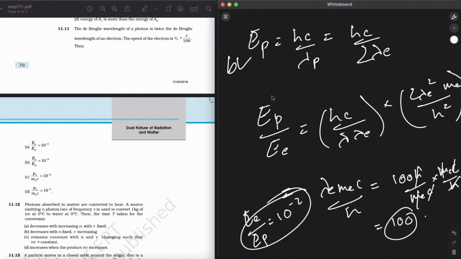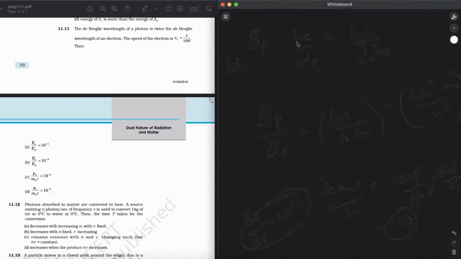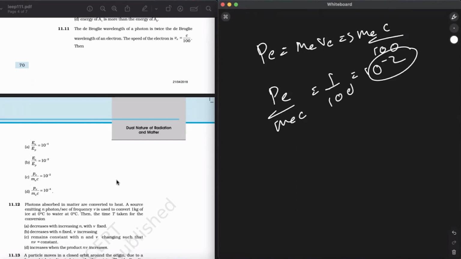And moreover, option C is also correct. Check it. See, P is equal to MEVE and MEC upon 100. So what is given over here? EE upon MEC is equal to 1 upon 100, which is equal to 10 to the power of minus 2, as it is given in the question. See, so option C is also correct.